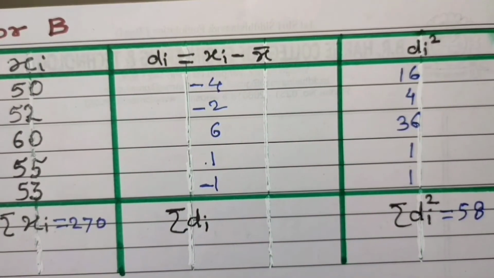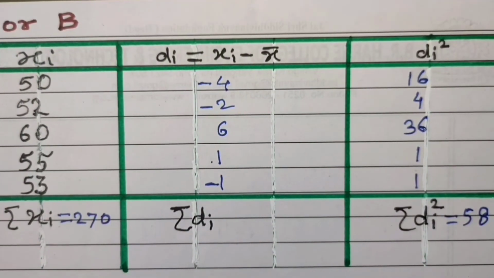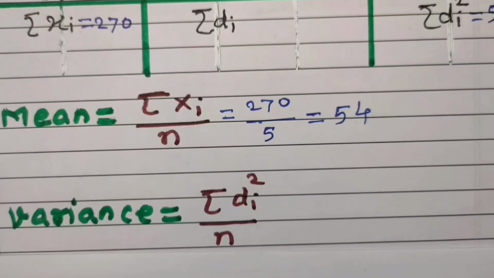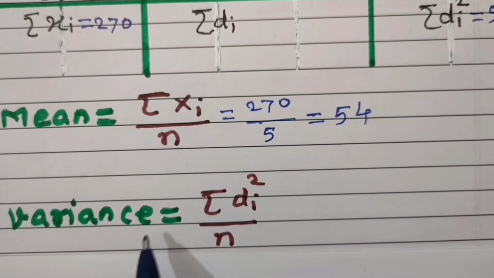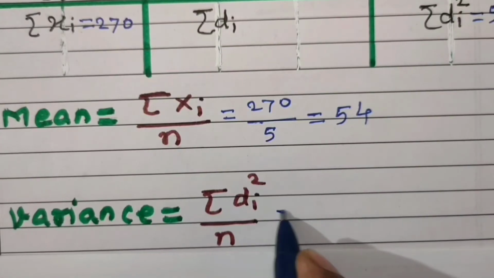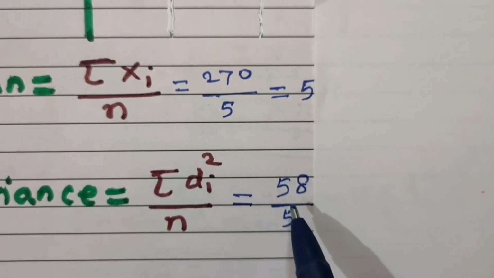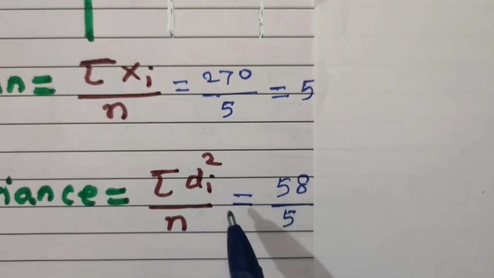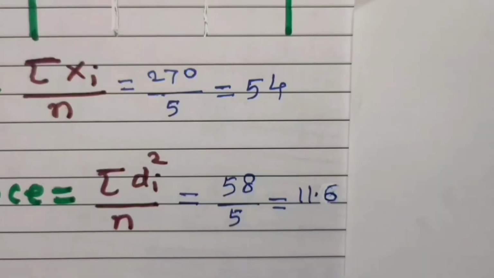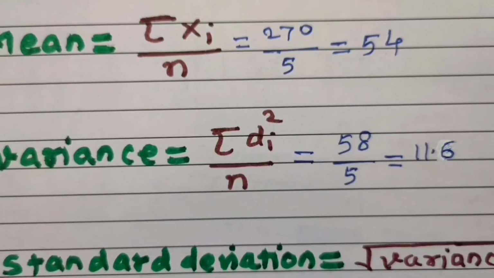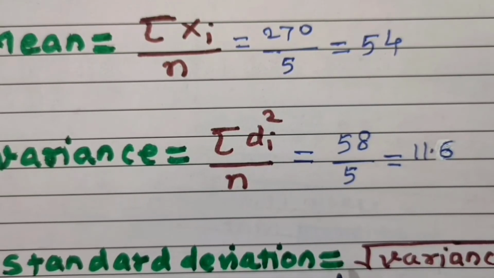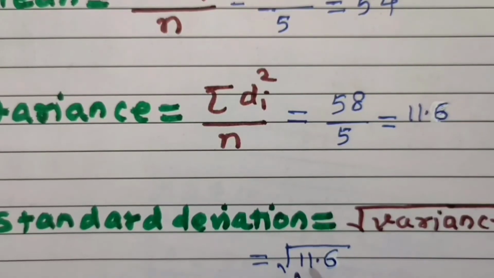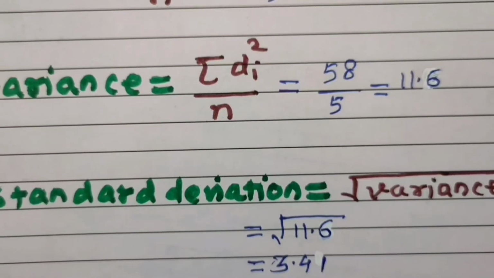Okay, let us calculate coefficient of variation for given data. Variance is given by this formula. Variance is equal to summation of di square divided by n, but summation of di square is 58 and n is 5, so this is equal to 58 upon 5 which is equal to 11.6. Now let us calculate next value, that is standard deviation, which is equal to square root of variance and this is equal to square root of 11.6 which is equal to 3.41.